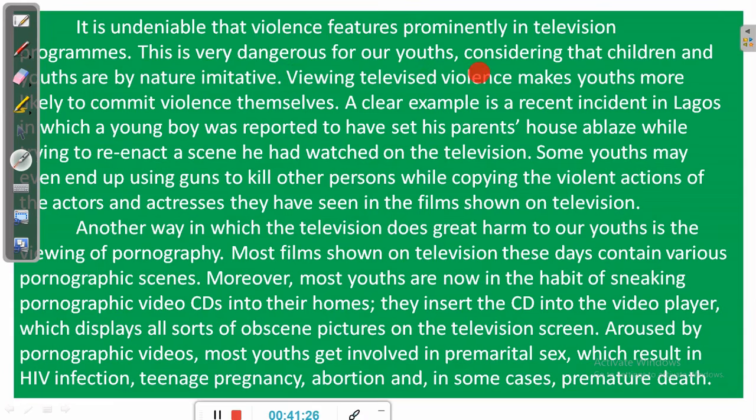This is very dangerous for our youths, considering that children and youths are by nature imitative. All right? Viewing televised violence makes youths more likely to commit violence themselves because they imitate what they see. A clear example is a recent incident in Lagos in which a young boy was reported to have set his parents' house ablaze while trying to reenact a scene he had watched on the television. You can see you have given evidence.